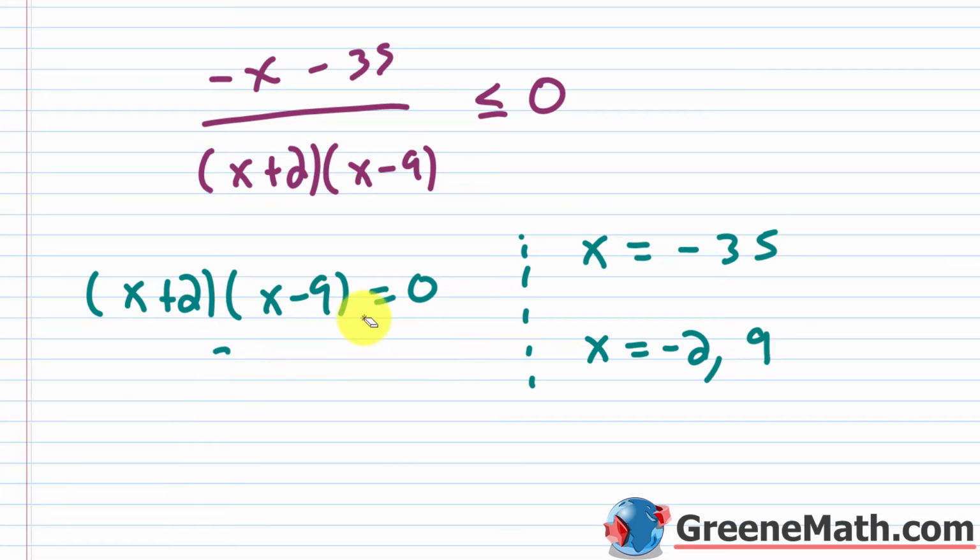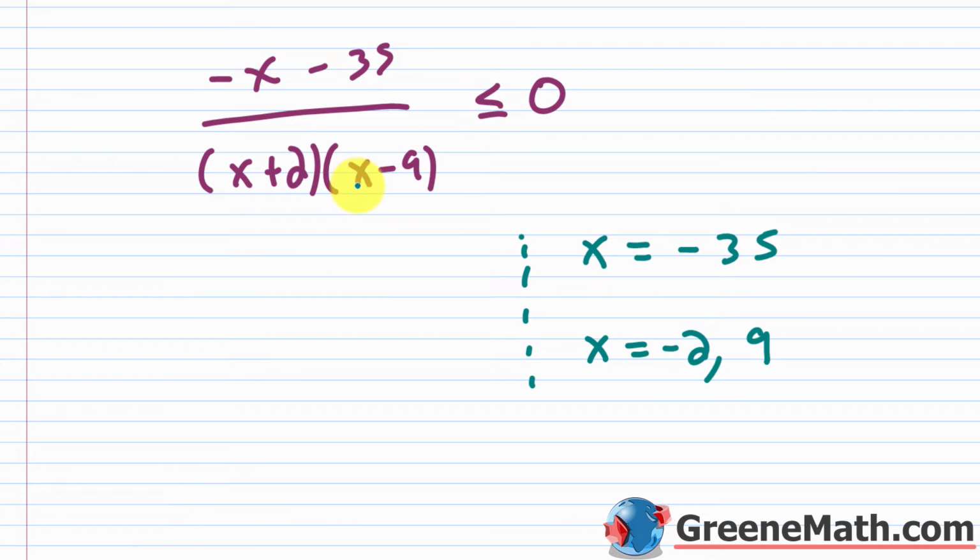So again, I want to specifically notate that x cannot be -2 because it would result in division by 0. And x cannot be 9 because, again, it would result in division by 0. So these two would need to be excluded from the domain. So let's just say our domain is the set of all x such that x is not equal to -2 or 9.